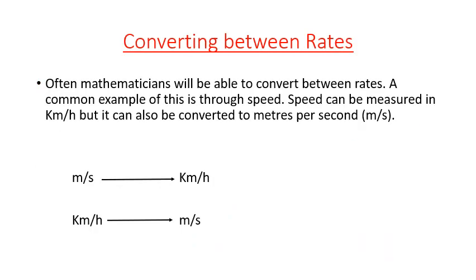Now, sometimes we want to be able to convert between rates as well. This is the last thing you're going to need to know about rates. A common example of this is speed. Speed can be measured in kilometers per hour, but it can also be measured in meters per second. To turn it from meters per second into kilometers per hour, we multiply by 3.6. Therefore, going the other way, from kilometers per hour to meters per second, we divide by 3.6. Sometimes it's more important to have it in kilometers per hour, and other times in meters per second. It depends on the context of your question.